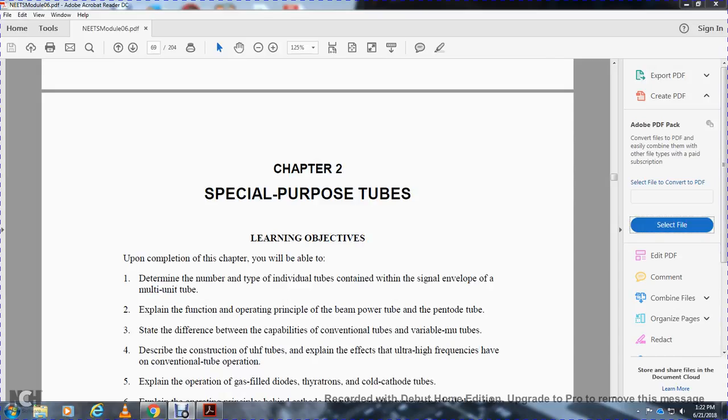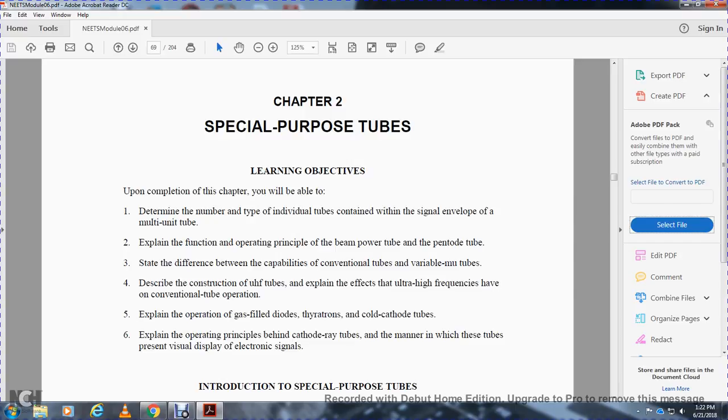Learning objectives. Upon completion of the chapter, you will be able to determine the number and type of the individual tubes contained within a single envelope of the multiple unit tube. Explain the function and operating principle of the beam power tube and the pentode tube. State the difference between the capability of the conventional tube and the variable multiple unit tube.